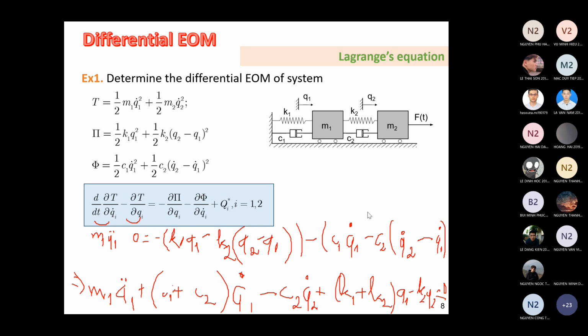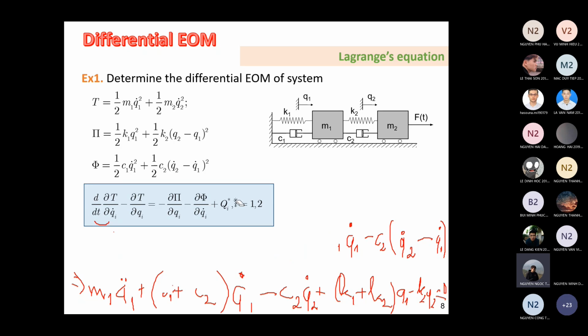With the second generalized coordinate, what is the equation with Q2? It is M2 multiply Q2 double dot minus C2 Q1 dot plus C2 Q2 dot minus K2 Q1 plus K2 Q2 equal to FT.